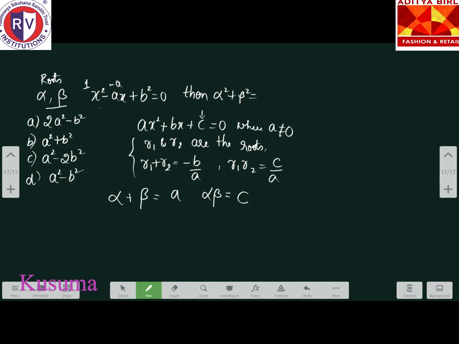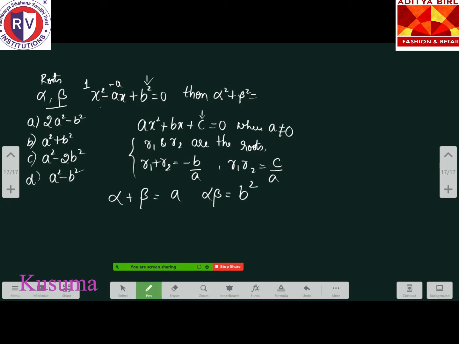Ma'am, your constant term is b square, no ma'am? Sorry, that's what I was saying. I saw this equation, sorry. So the product of the roots, the constant term here in the equation, is b square.